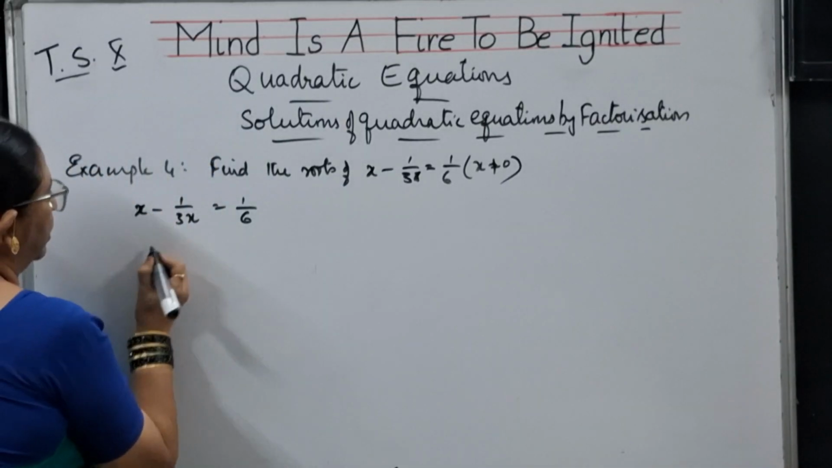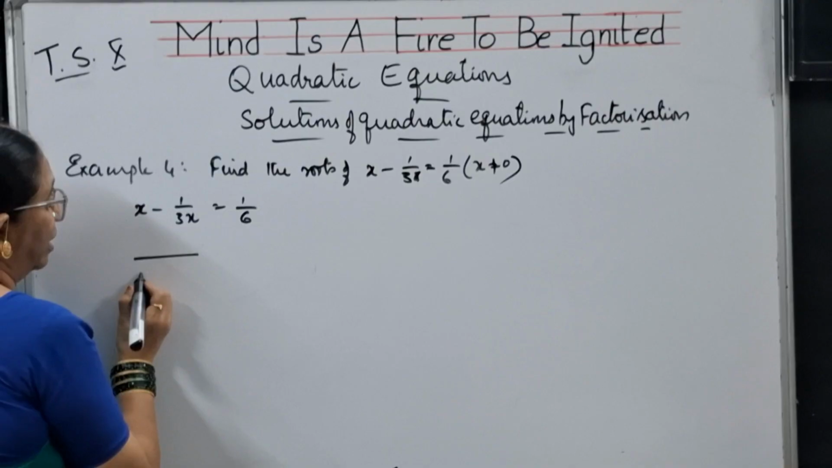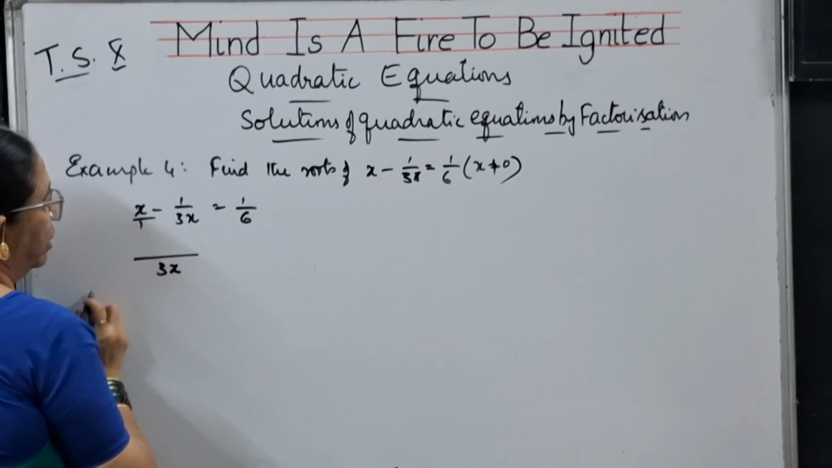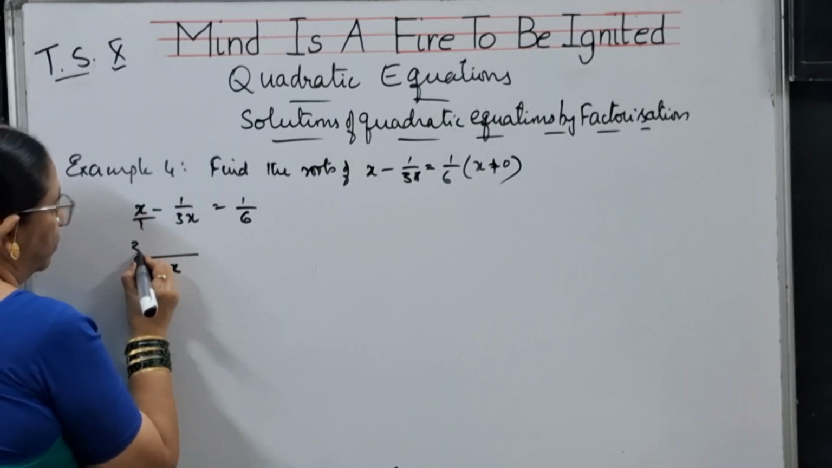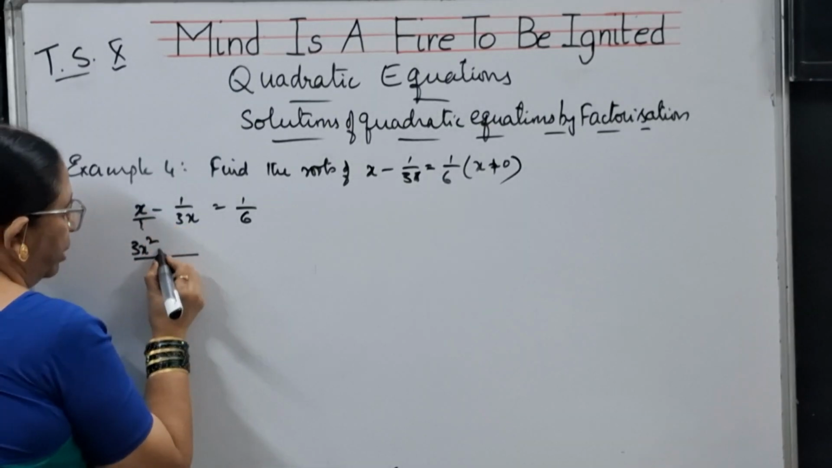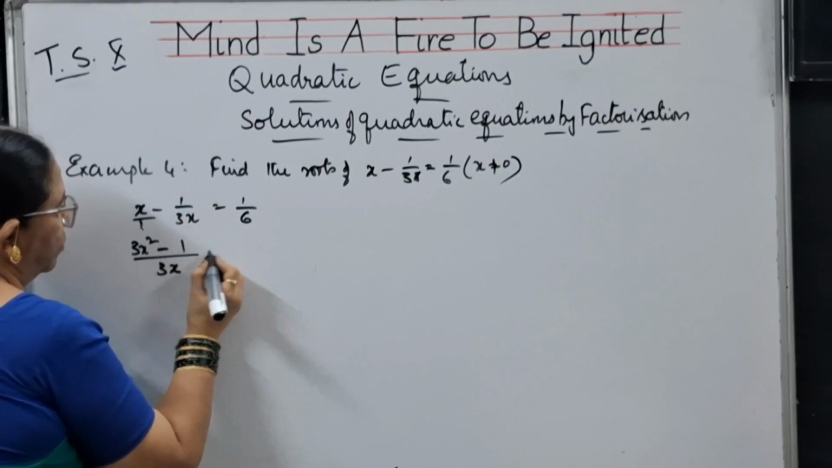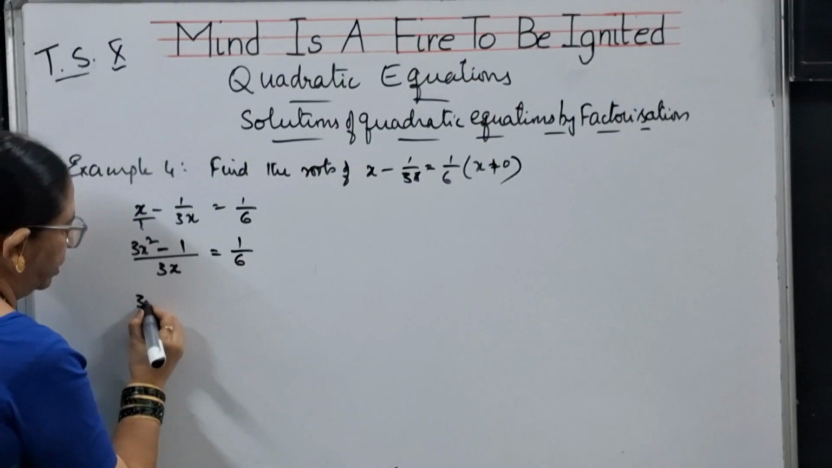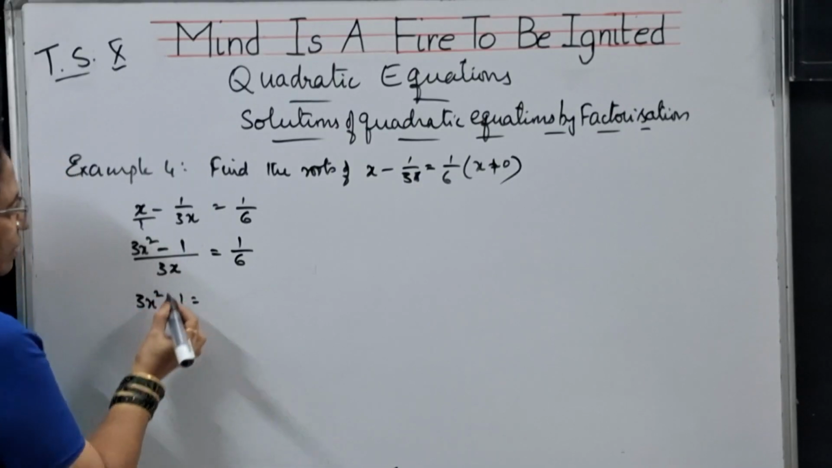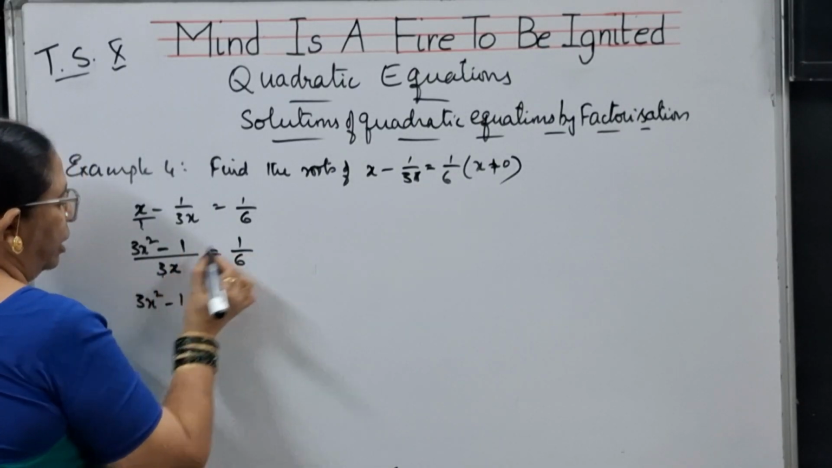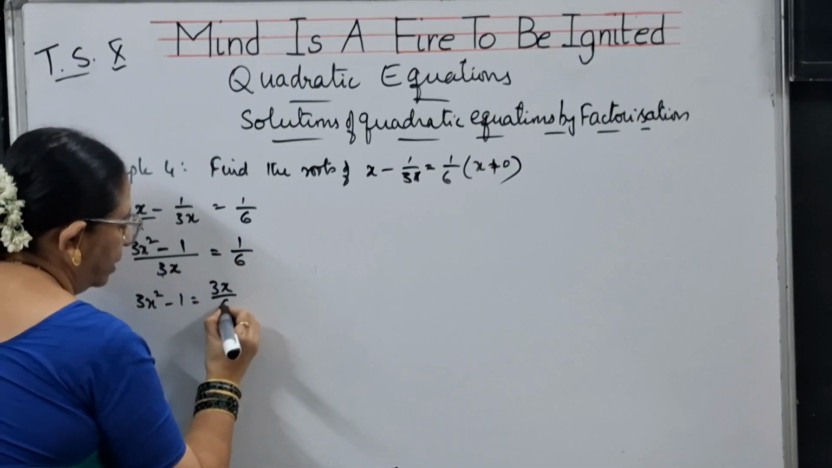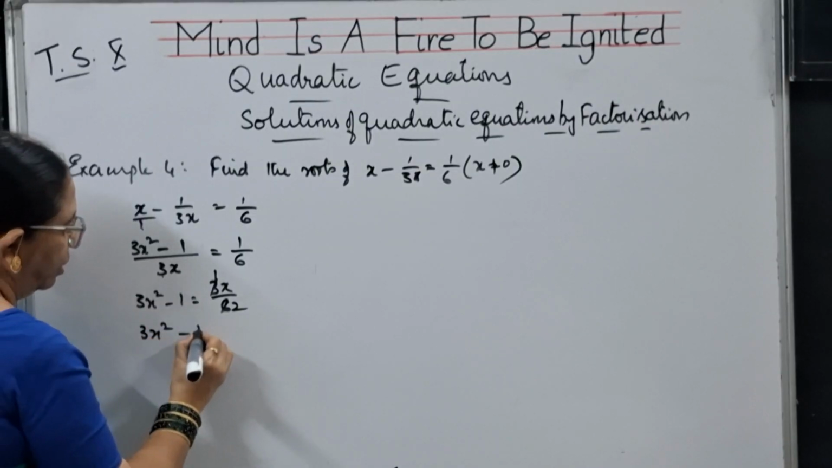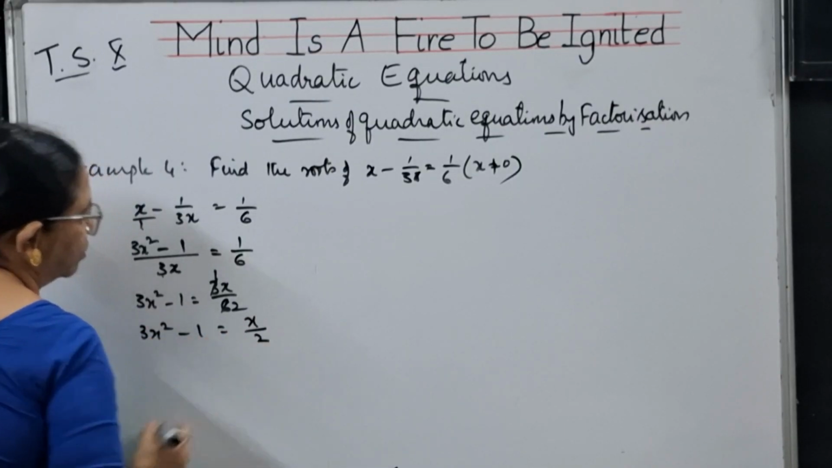So here, what should I take in LHS? I should take 3x as the LCM. So 1 into 3x, 3x into x, 3x square minus, same number is there, numerator 1, is equal to 1 by 6. So next step will be 3x square minus 1 is, let me send 3x here, denominator becomes numerator, 3x by 6, that is 3 ones are 3, twos are 6. So 3x square minus 1 is equal to x by 2.